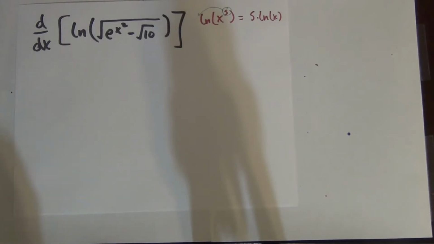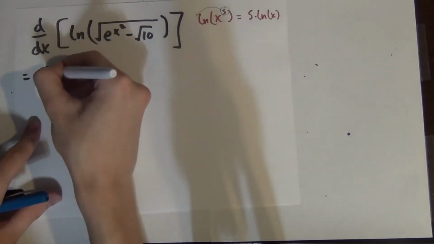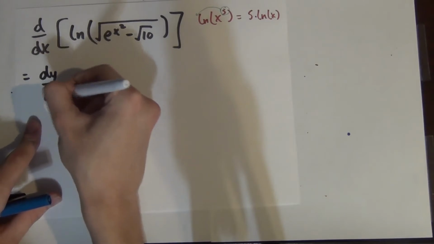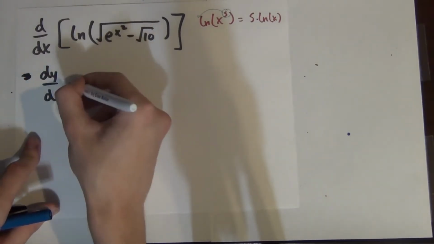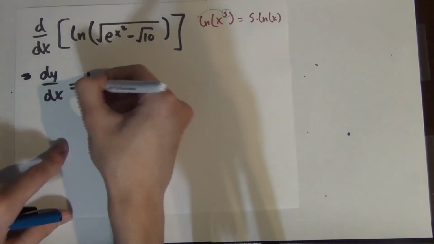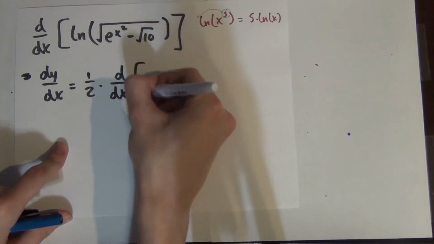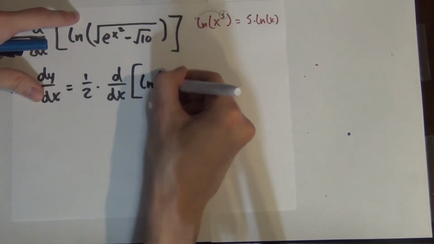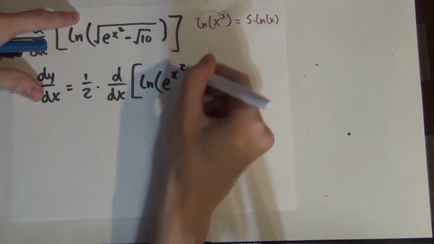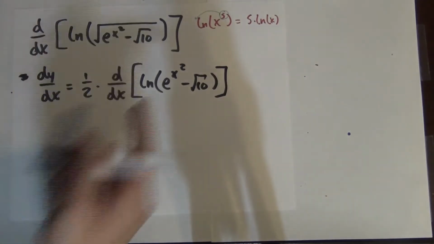All right, so I'm going to do that. So just doing algebra right now, no derivatives, but if I wanted to find dy dx, so dy dx would be 1/2 times the derivative with respect to x of, well, now I just have the natural log of e to the x squared minus the square root of 10. So that looks a little better, right?